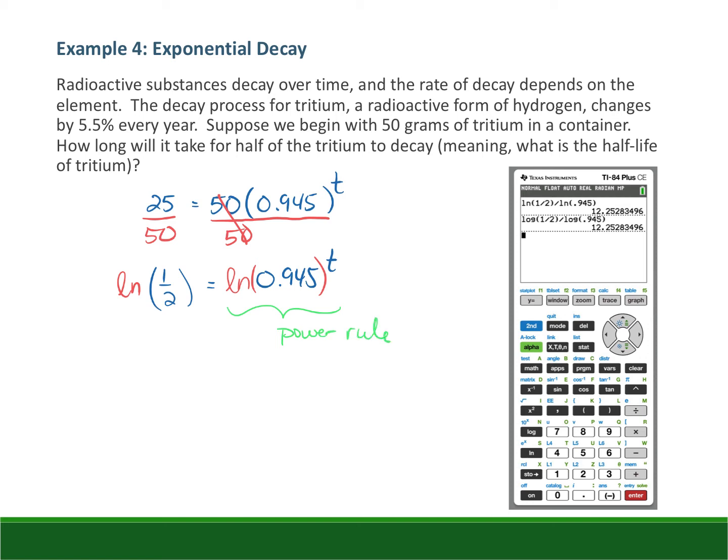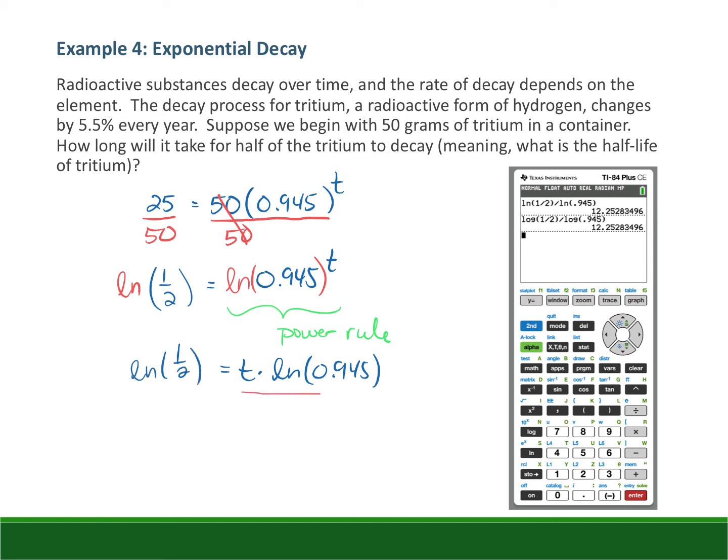So the power rule for logarithms says that the natural log of a base raised to the power of t is the same thing as t times the natural log of that base. And so we can rewrite the right-hand side like that. And then on the left-hand side, let's go ahead and bring down the natural log of 1/2.